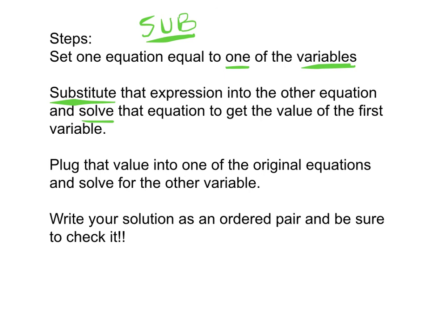After you end up getting the value of that variable, whether it's x or y, you plug that answer into one of the original equations or one of the new ones and solve for the other variable. And when you're done, you write your solution as an ordered pair. Remember, that means in parentheses, x comma y. And you are sure always, always, always to check it by plugging it back into both equations. So that was solving linear systems using substitution.